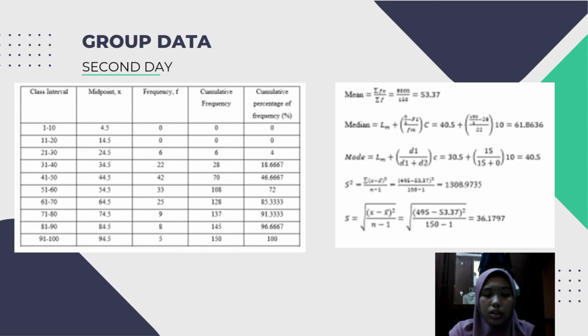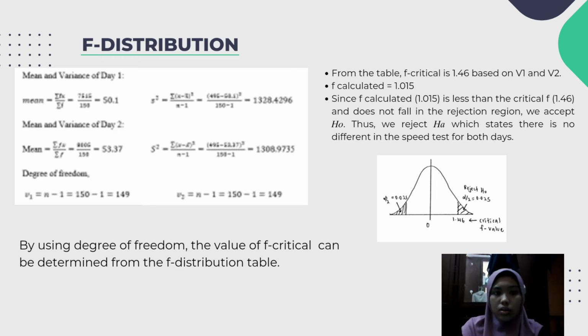This is the group data for second day. From the data that have been found, we can find the mean, median, mode, variance and standard deviation for second day. For F distribution, we will be using mean and variance that have been found just now. And next step we will find the degree of freedom.